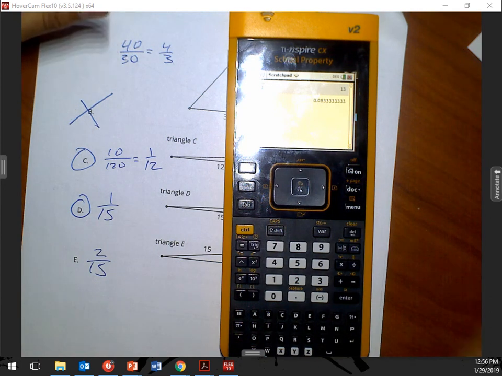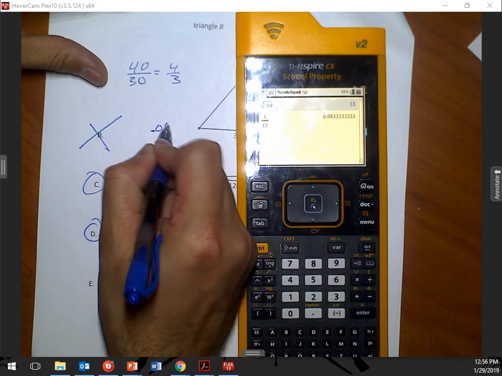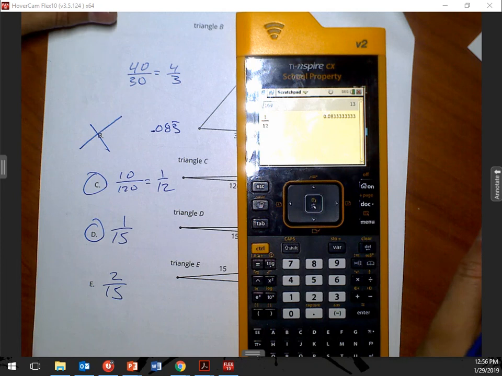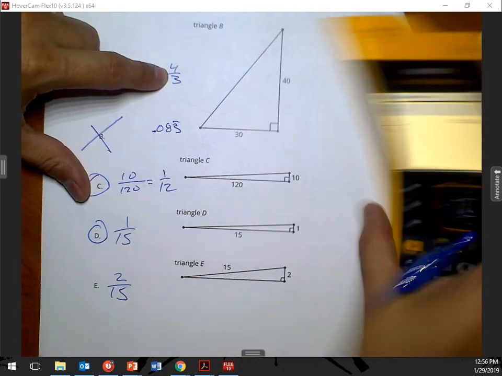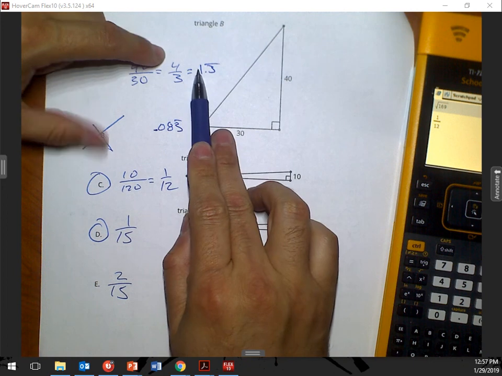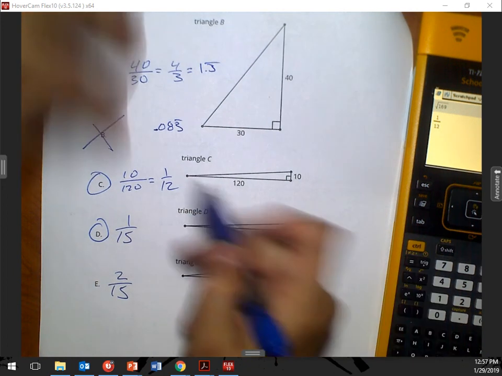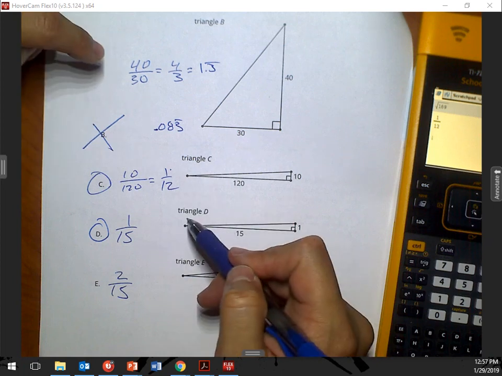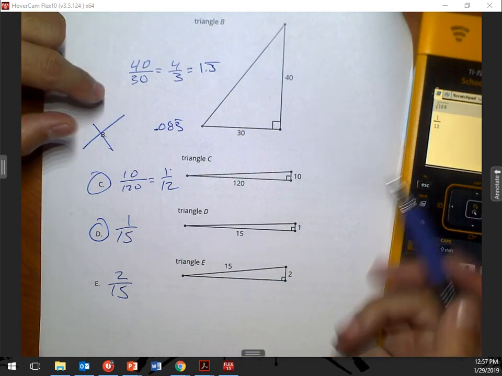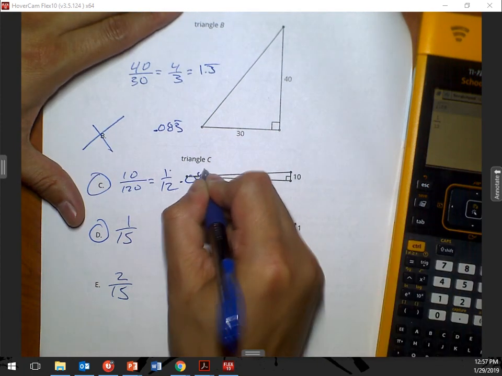So rise over run is going to be 0.083 repeating. And this is 0.13 repeating. Is this more? Yes. So that one is a yes. This one comes out to be 0.083 repeating.